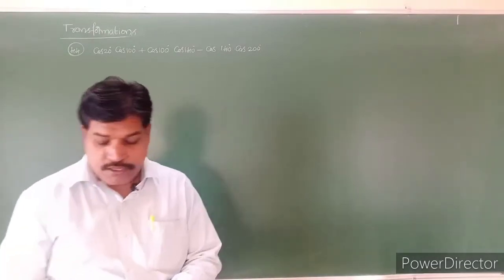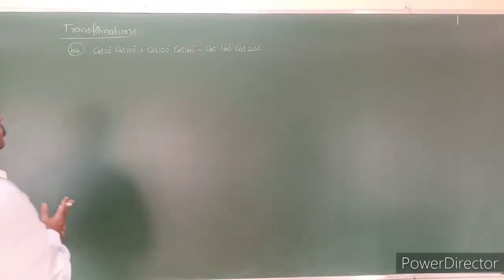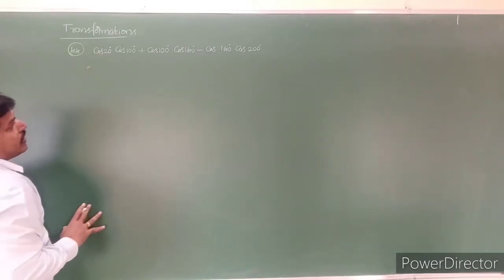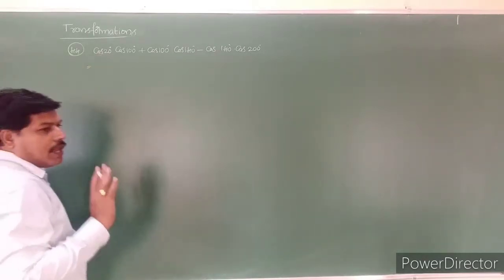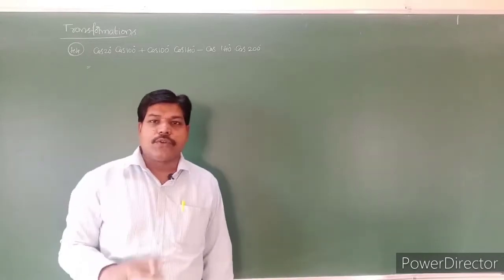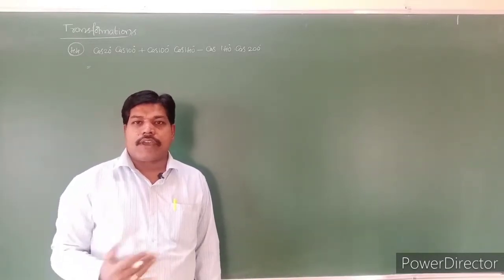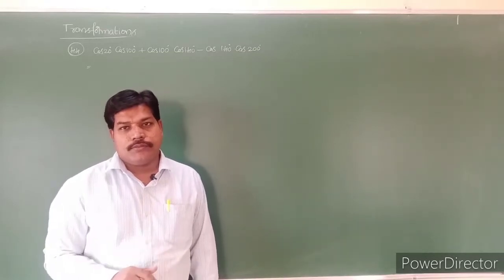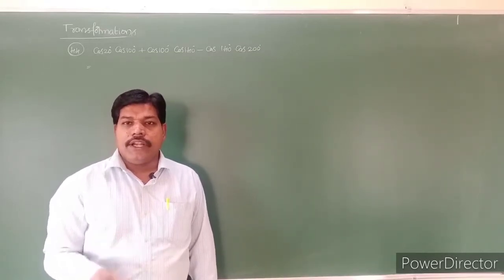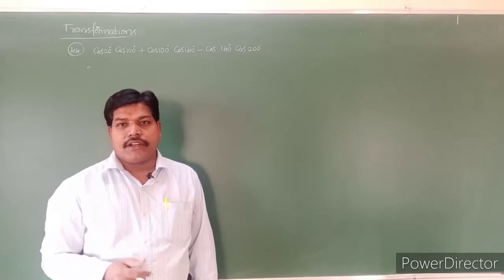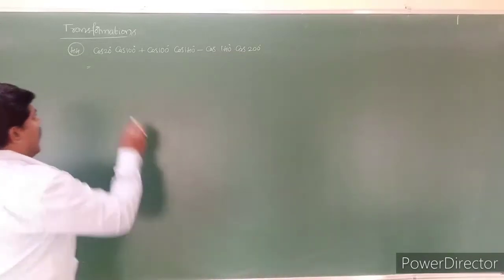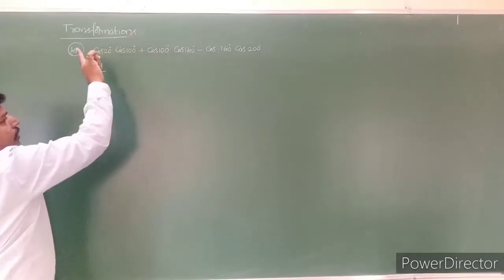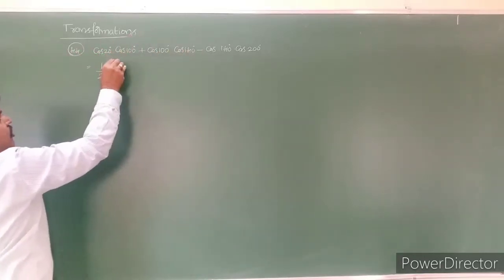So how to solve this one? I will apply the formula we already know: 2 cos A cos B is nothing but cos of A plus B plus cos of A minus B. So that's why I need 2. If you need 2, you have to multiply and divide by 2. So what will I do? I will divide the entire term by 2 and I will multiply the entire term by 2.